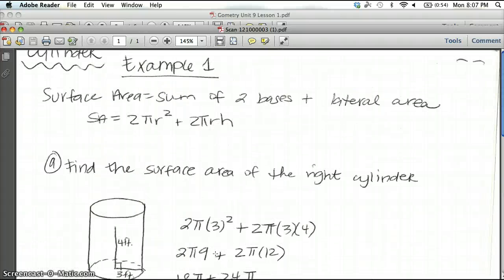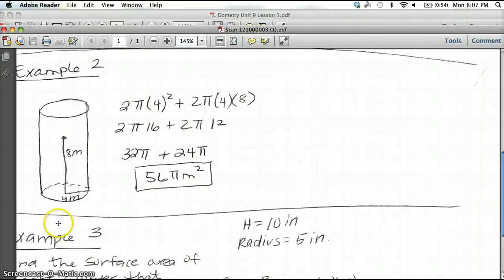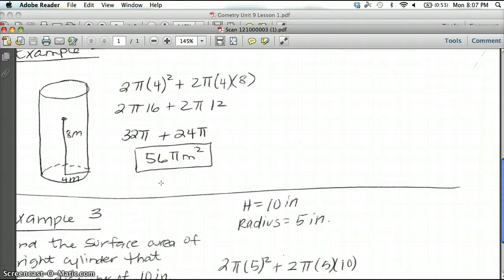Again, my surface area is 2 pi r squared plus 2 pi radius times height. In example 2, my radius is 4 and my height is 8. So 2 times pi times my radius, 4, so 2 pi 4 squared, plus 2 pi times my radius, 4, and my height, 8. So 4 squared is 16, so 16 times 2 is 32 pi, plus 2 pi, 8 times 4 is 32. 32 times 2 is 64, so this actually should be 64. So 32 and 64 is 96 pi meters squared.